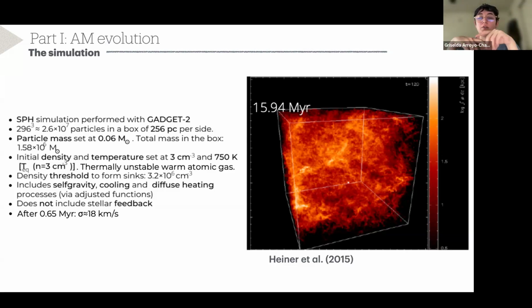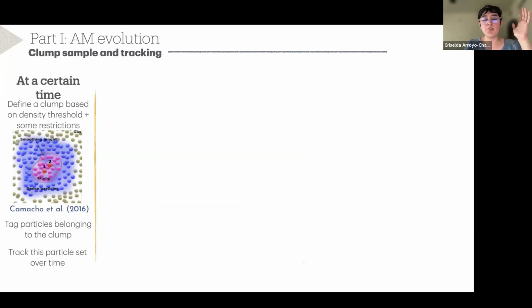These are simulations of 256 parsecs per side. This one in particular, the first that I studied, was performed with the code Gadget 2. And here we have decaying turbulence, self-gravity, cooling and heating functions, but no magnetic field and no stellar feedback. The point here is to try to define a numerical sample of clumps using a criterion by density threshold. So we choose different density thresholds to define a sample of clumps like what we see in the observations.